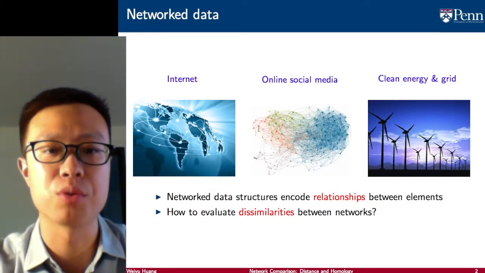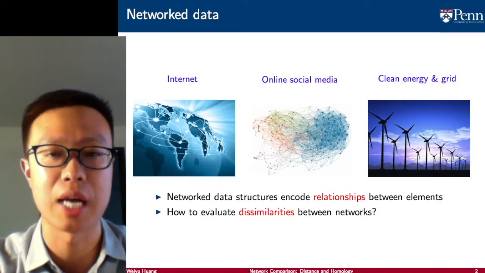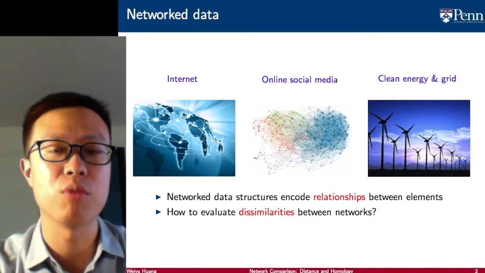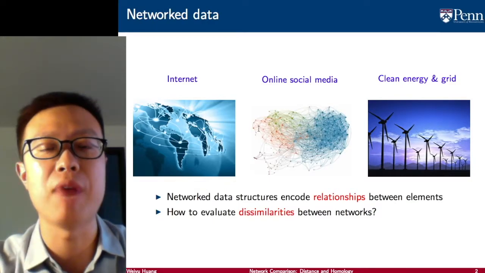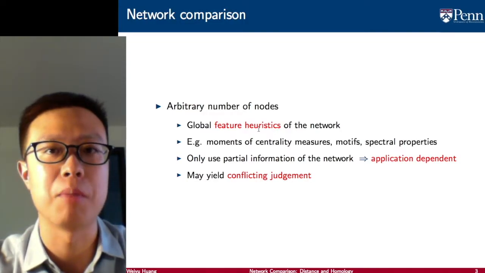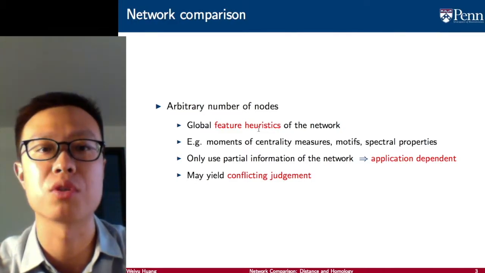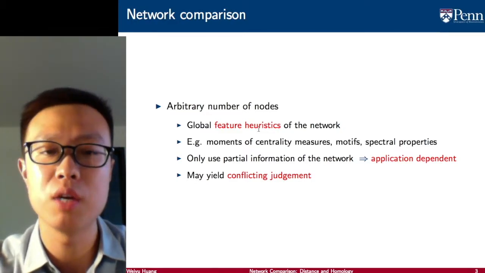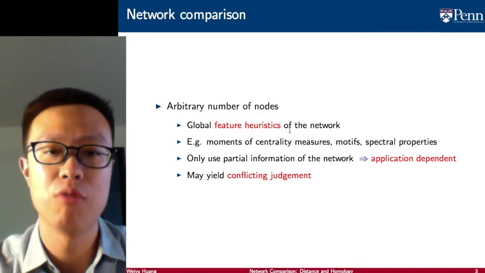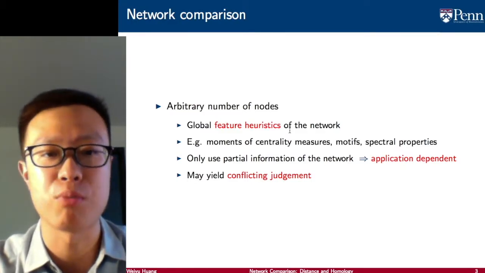In all these examples, network data structures try to encode relationship between elements in a network. This model has been studied extensively. However, the question of our interest is how do we evaluate the dissimilarities between networks? This question has been studied by many researchers before, and because we want to evaluate the difference between networks of arbitrary number of nodes, most of the existing approaches use global feature heuristics. For example, moments of centrality measures, motifs, or spectral properties.